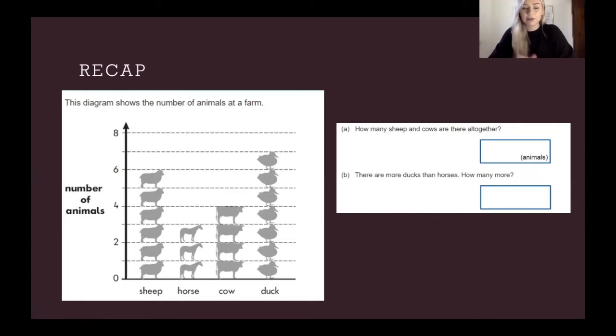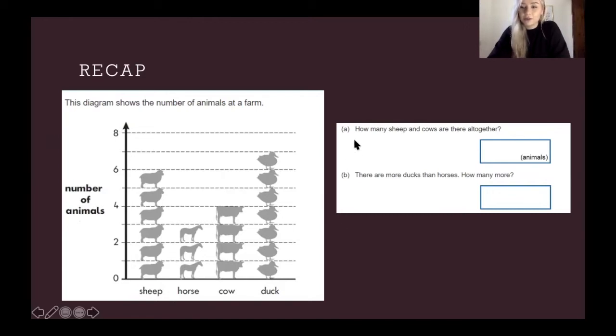We've been looking at pictograms recently in our maths, and I thought for a quick recap we could just go over a couple of questions that we might be asked in a test if we're shown a pictogram. So on this side, we can see the diagram shows the number of animals at a farm. And down this side, the numbers at the side show the number of animals. And at the bottom, we've got the pictures of the animals, but we've got their names as well. And it helps us see how many animals there are on this farm.